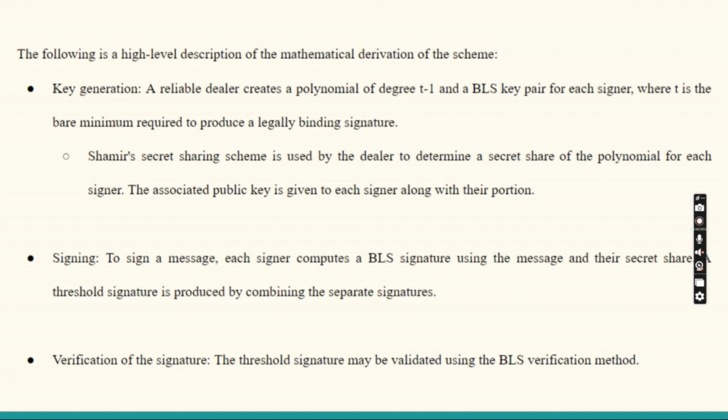Next is signing, which is to sign a message. Each signer computes a BLS signature using the message and their secret share. A threshold signature is produced by combining the separate signatures. And last, we have the verification of the signature, which is validated using the BLS verification method.